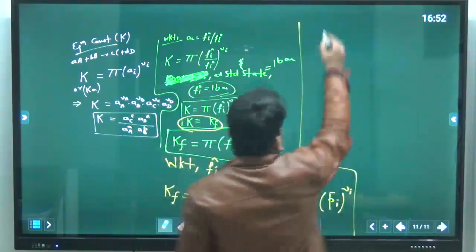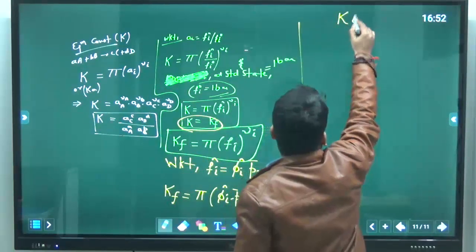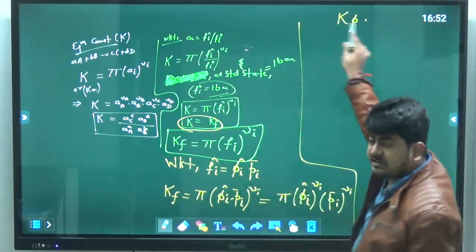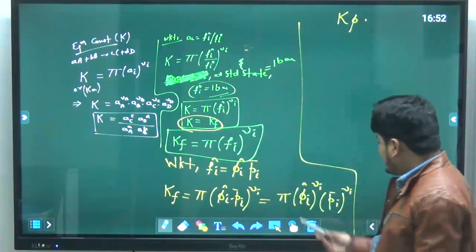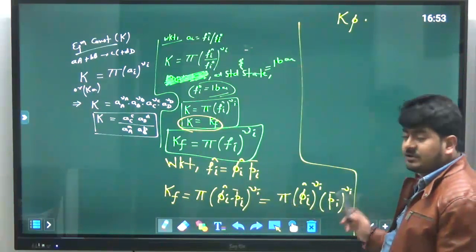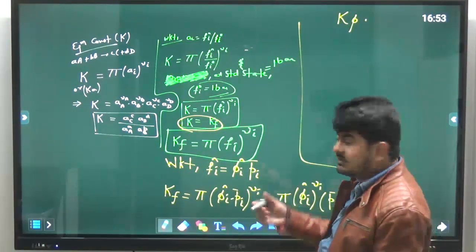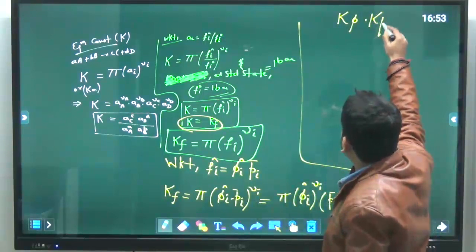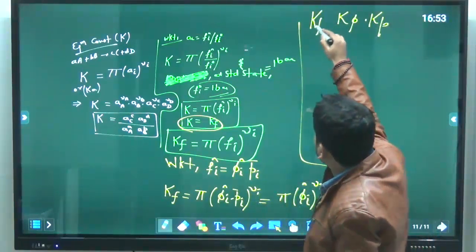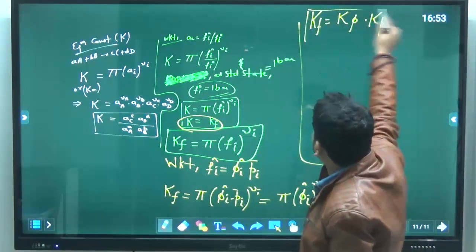you should know product summation phi_i cap power nu_i means K_phi, that is the equilibrium constant in terms of fugacity coefficient, and product summation P_i bar power nu_i means the equilibrium constant in terms of partial pressure, K_p, that is equal to K_f.